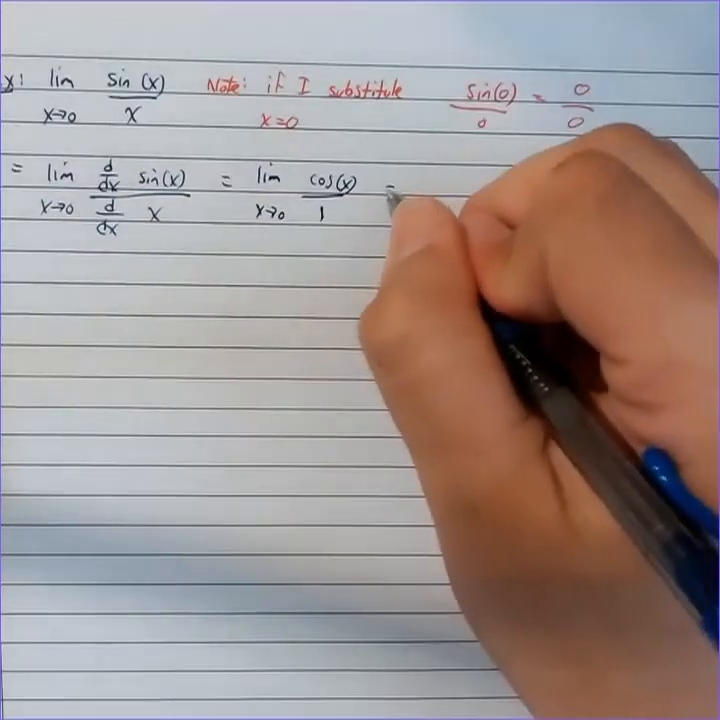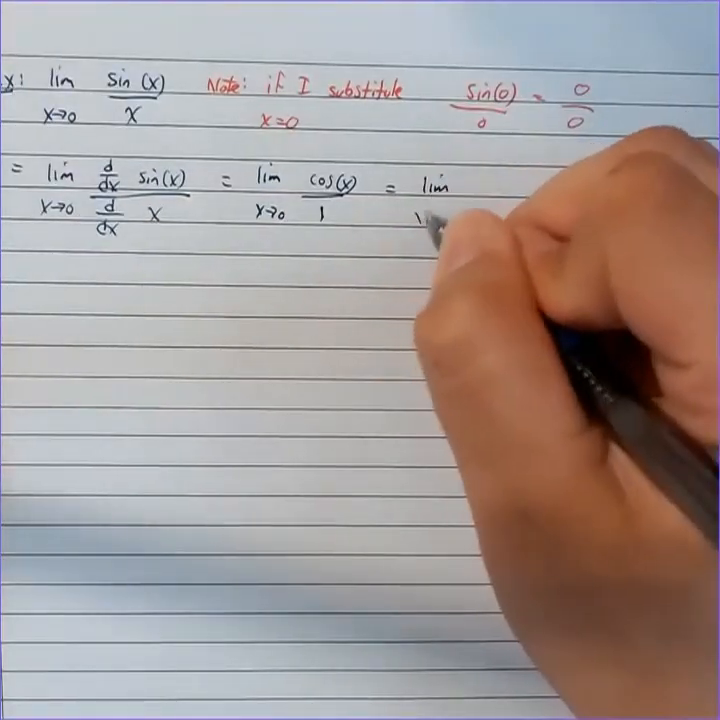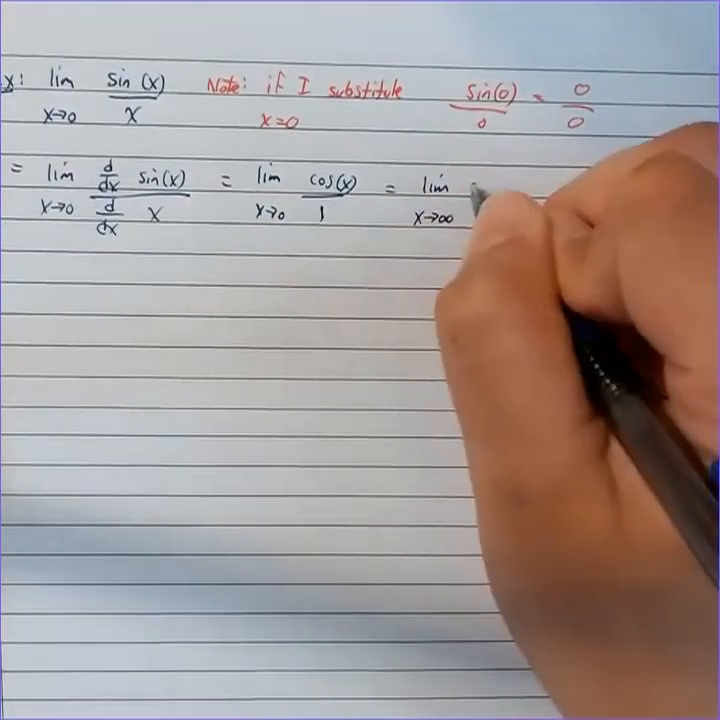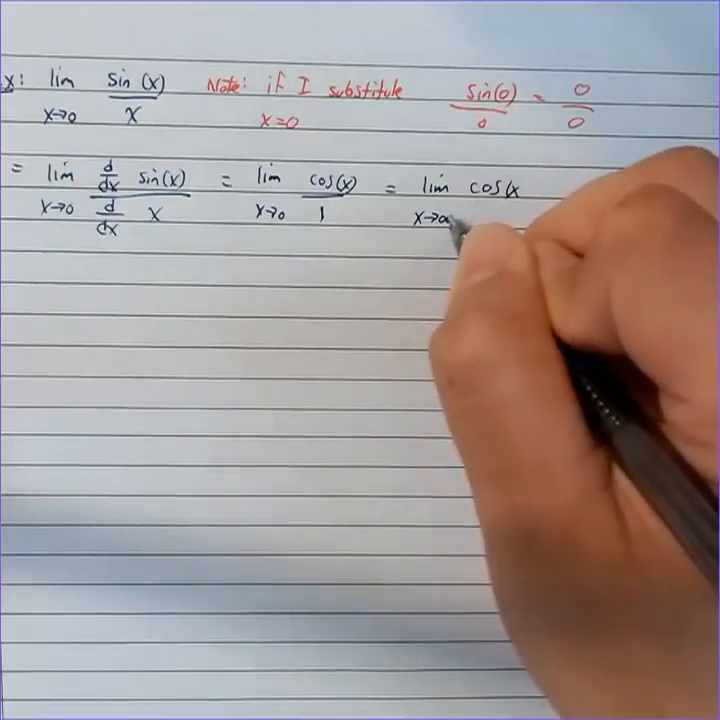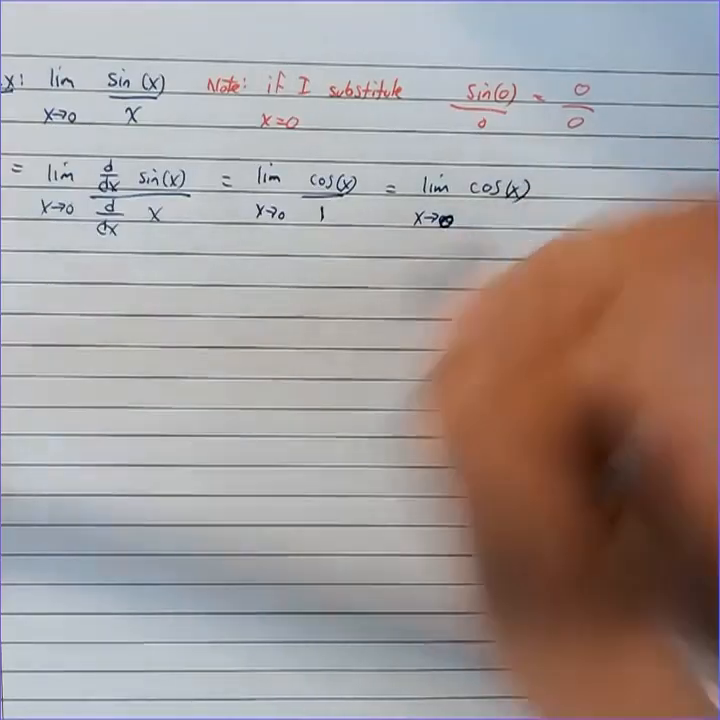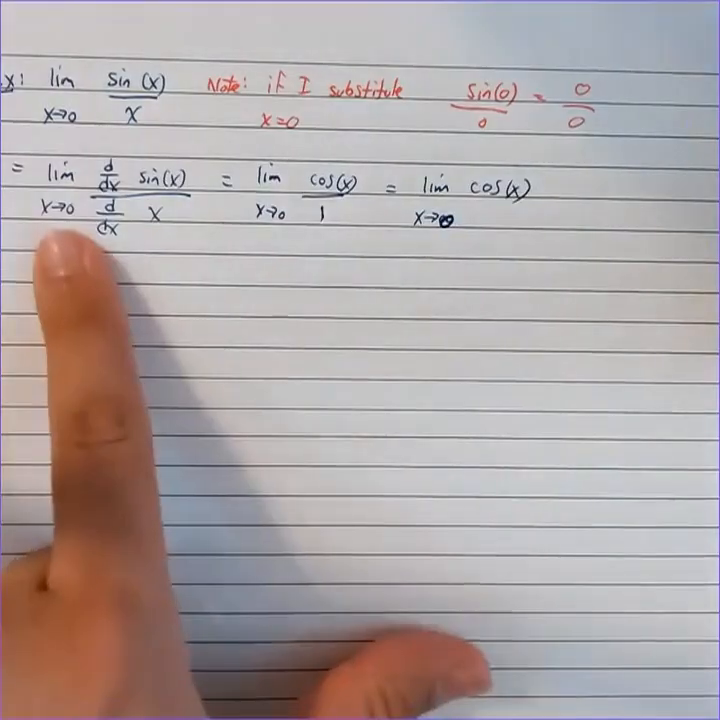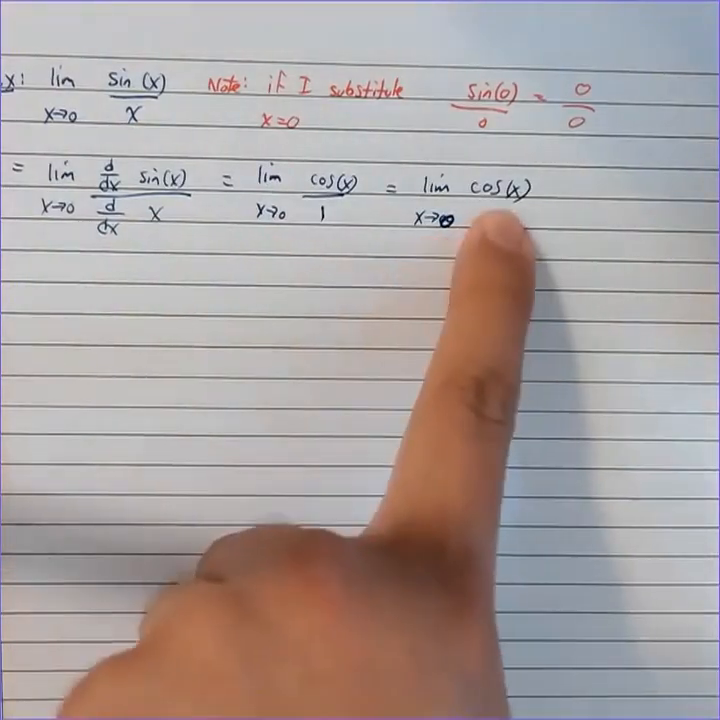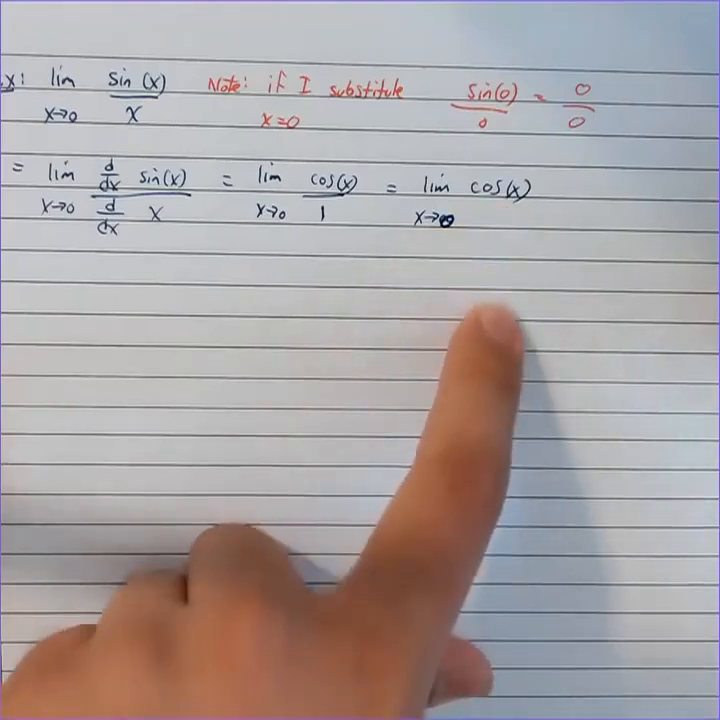Notice that I don't need to write the 1 there anymore. That's just the limit as x approaches 0 of the cosine of x. That shouldn't change, right? Oh, but I know how to do that. That's not indeterminate. I can just plug in 0. What's the cosine of 0?